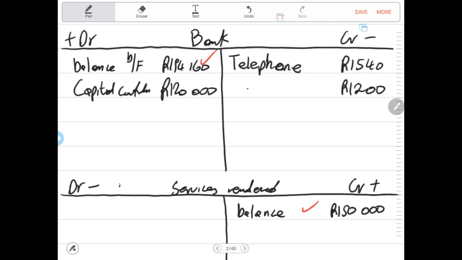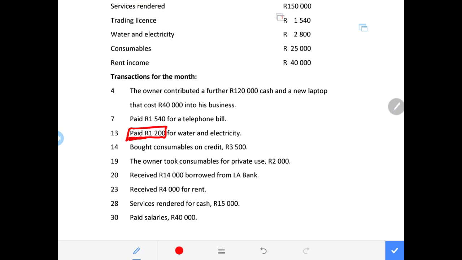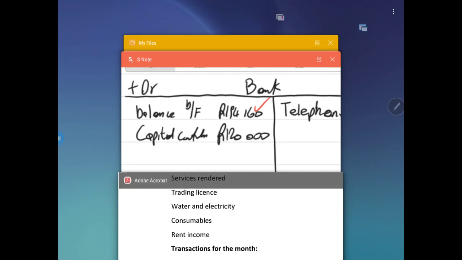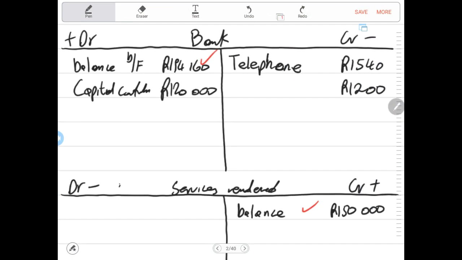Then now what will be the description here? We need to check, what did we pay? We paid 1,200. That means our money in the bank will decrease, and our money in the bank is decreasing on the credit side of the bank account. Then now, what did we pay? We paid for water and electricity. Therefore, that becomes your description to say our bank is decreasing. Why is bank decreasing? Is because money went to water and electricity.